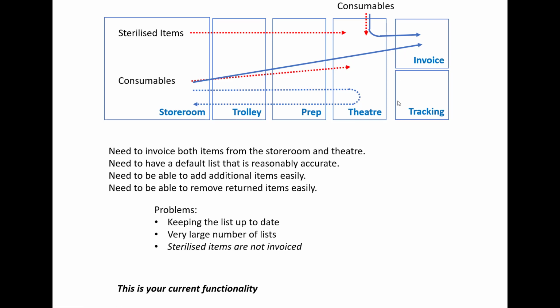What you're after is something where you can invoice both items from the storeroom and theatre easily. You need to have a good starting list, but you need to be able to add items easily, and then you need to be able to remove items easily. And on top of that, you want to keep both lists up to date. You've got a huge number of lists, and as I previously mentioned, sterilised items are basically going onto here but not making it through to the actual invoice. So this is currently what's happening on site.